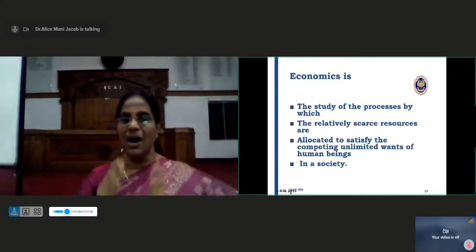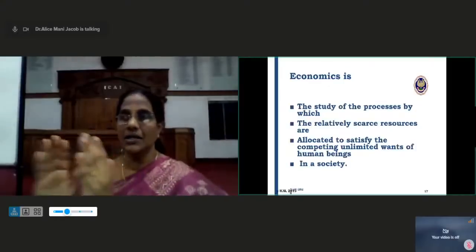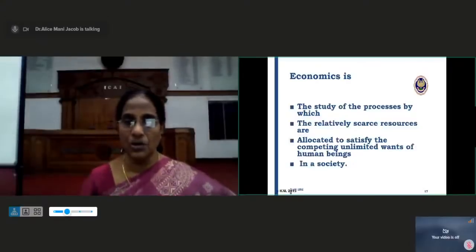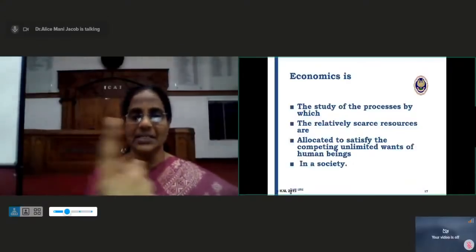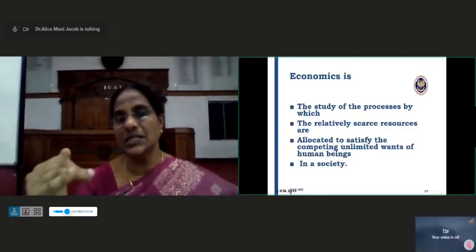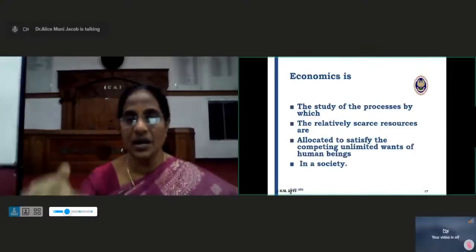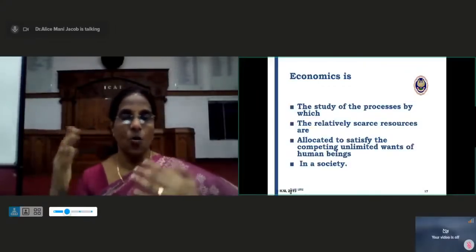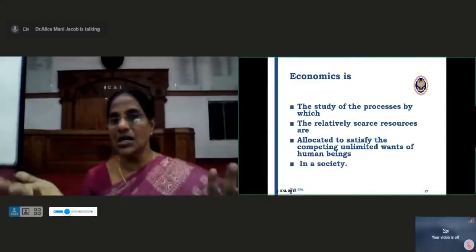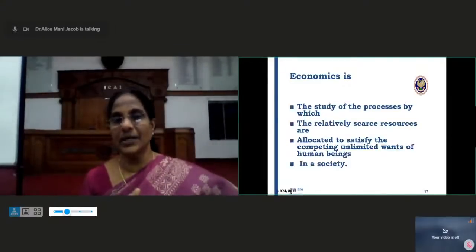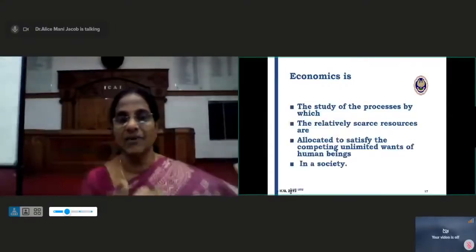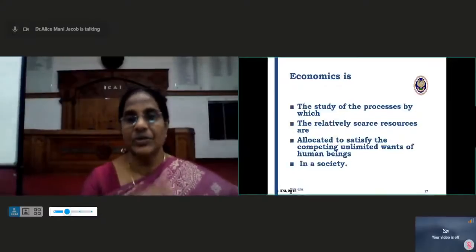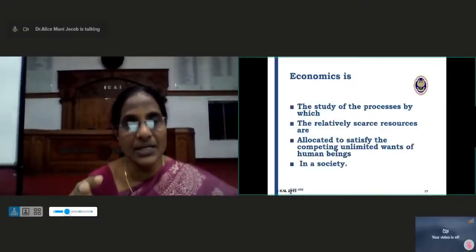That is, you are setting apart 100 rupees for food, 100 rupees for travel, 200 rupees for clothes, 100 rupees for textbook, like that, allocating the scarce resources to satisfy your competing wants, unlimited wants. You remember, we studied the characteristics of want. Wants compete each other. Wants are unlimited. So somehow or the other, you are trying to partition, divide this resource into different uses. You do that. Your family does that.